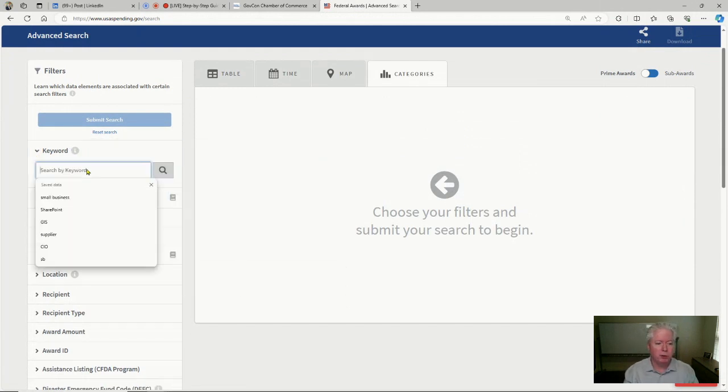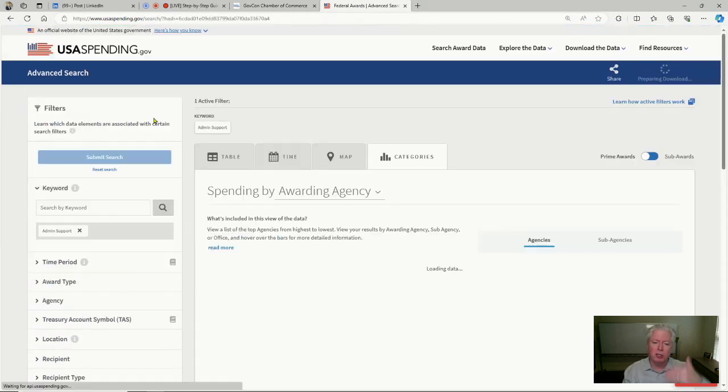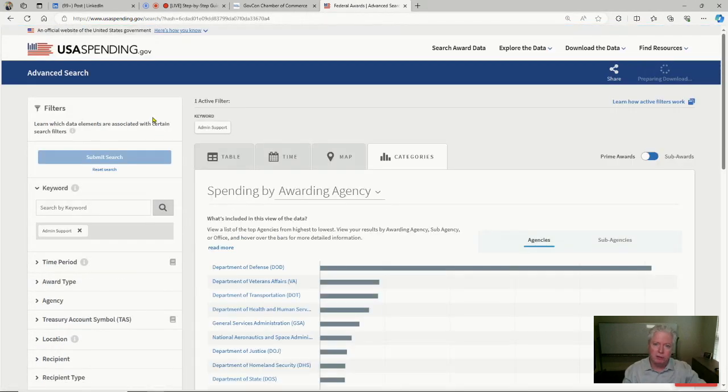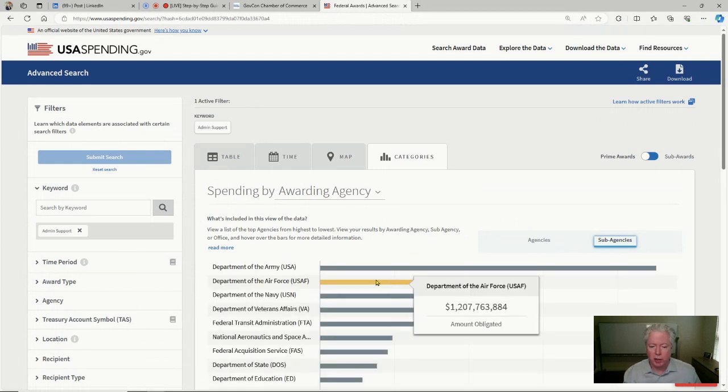So I talked about administrative support. So let's just type admin. Well, let's just try admin support. So I don't have to type all the words, right? I just want to show you slowly as I add one filter after another and I begin to look at it. So here I can see, again, I'm an administrative support firm. I can see right away that DoD has got the bulk of the award information, or excuse me, the awarded contracts.